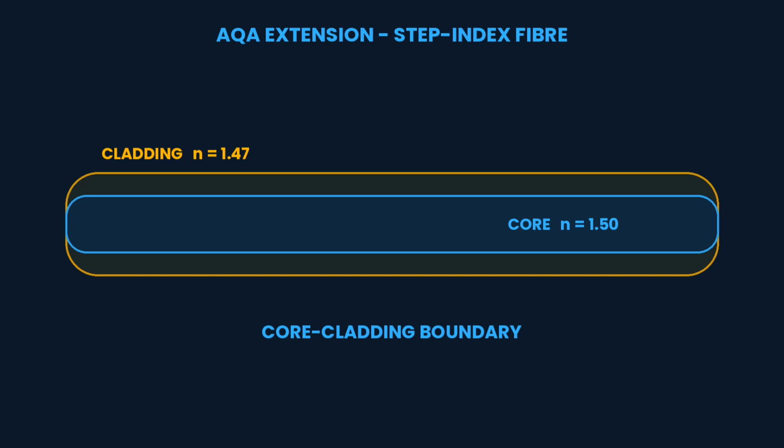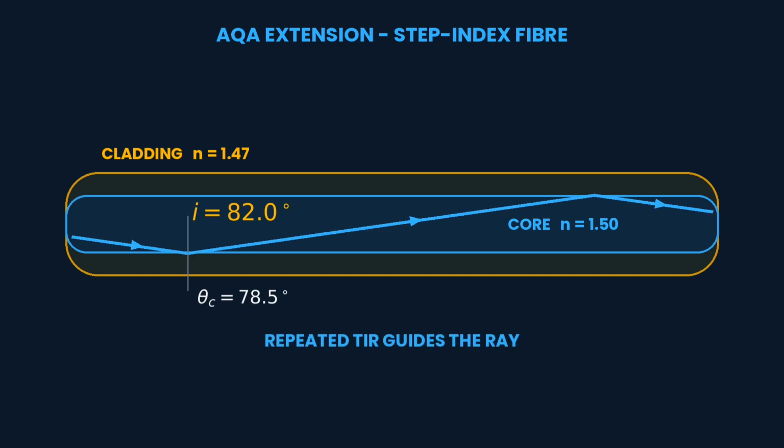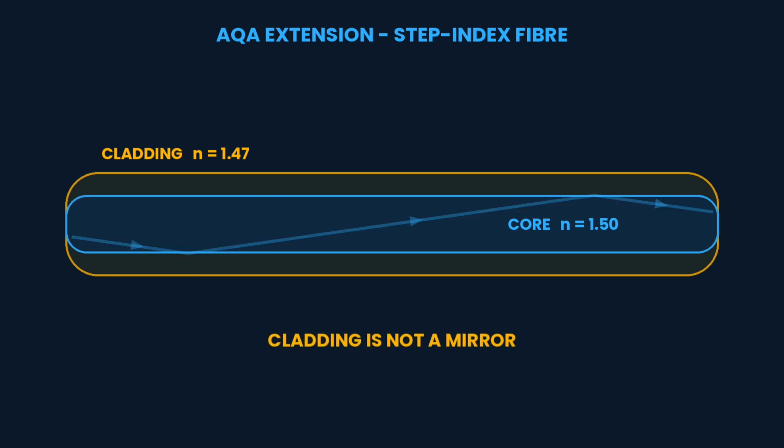For AQA, a step index optical fibre applies the same rule at the core cladding boundary. The core has a uniform refractive index and the cladding has a slightly lower one, with an abrupt step between them. Light meeting that boundary above the critical angle is guided by repeated total internal reflection. Cladding is not a mirror coating.